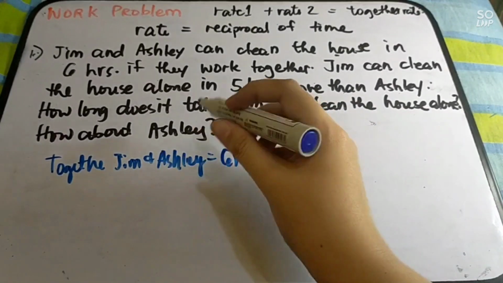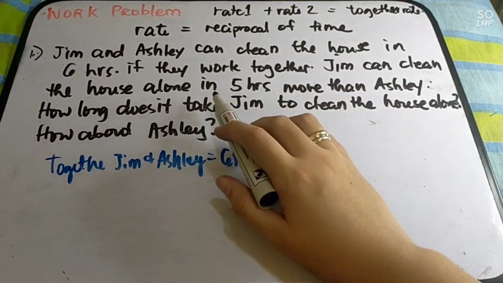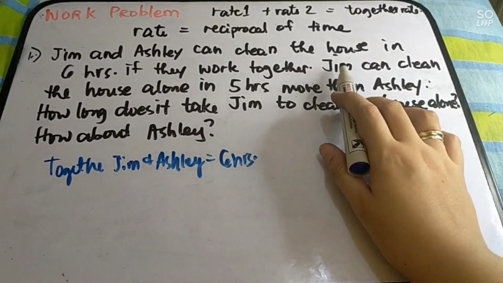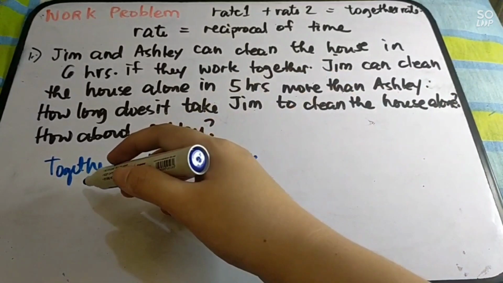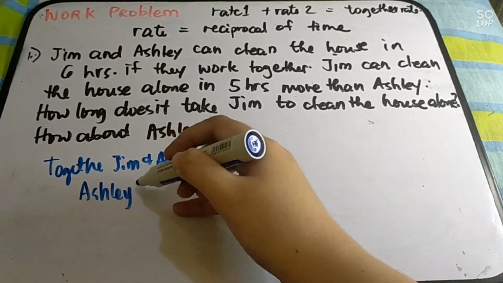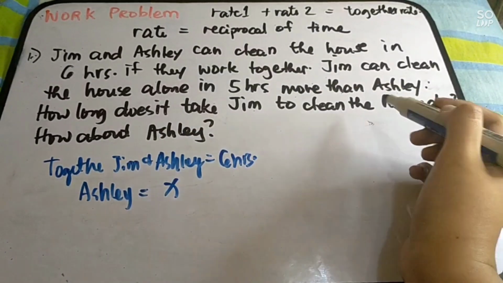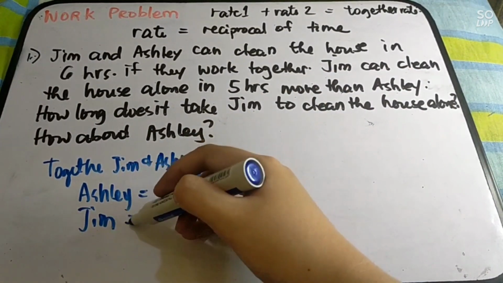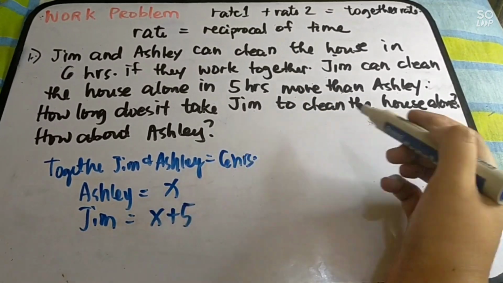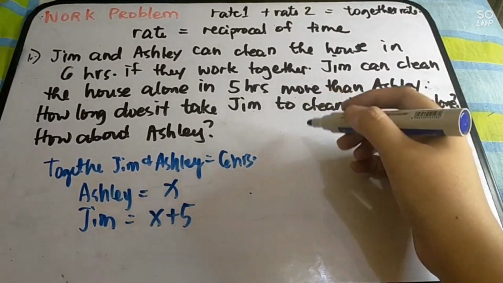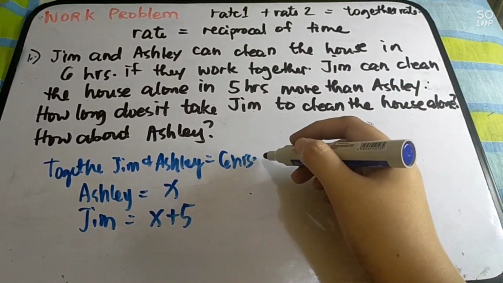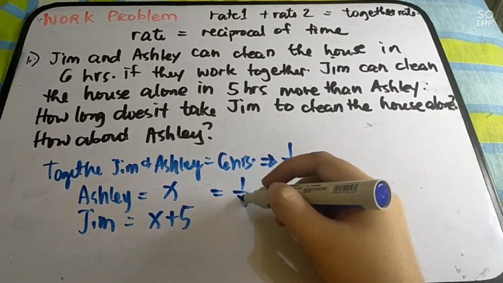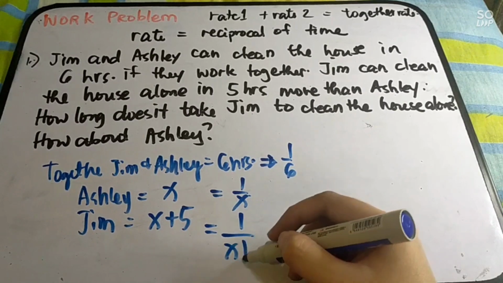Yan. Then, sabi niya dito, Jim can clean the house alone in 5 hours more than Ashley. So, yung trabaho ni Jim nakadepende dun kay Ashley. So, therefore, si Ashley, siya yung magiging x natin. Okay? Then, si Jim naman is 5 hours more than, so x plus 5. That is it. Then, find the reciprocal for the rate. So, ang magiging rate nito ay magiging 1 over 6. This one is 1 over x. Then, this one is 1 over x plus 5.